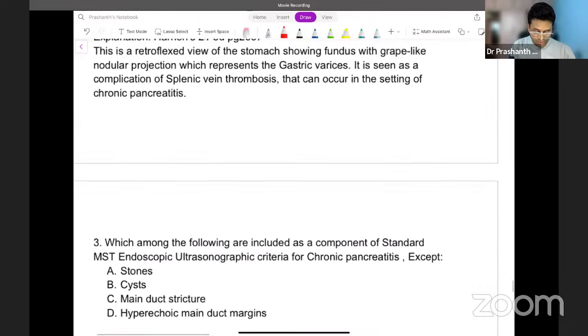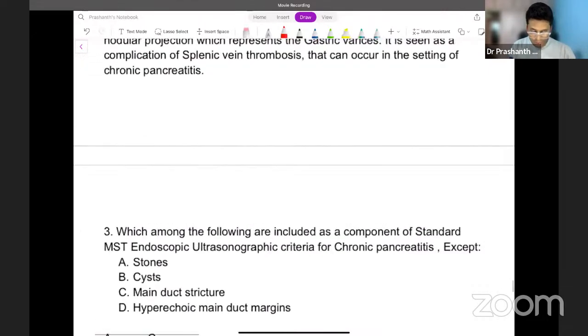So these are a few of the topics that are tested regularly in your examination. The next question I would want to discuss is: which among the following is not included as a component of the standard MST endoscopic ultrasonographic criteria for chronic pancreatitis? A, stone; B, cyst; C, main duct stricture; D, hyperechoic main duct margins.